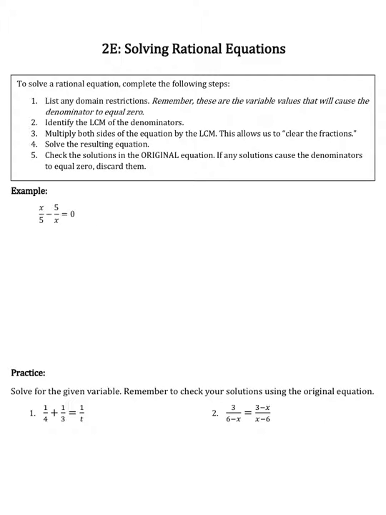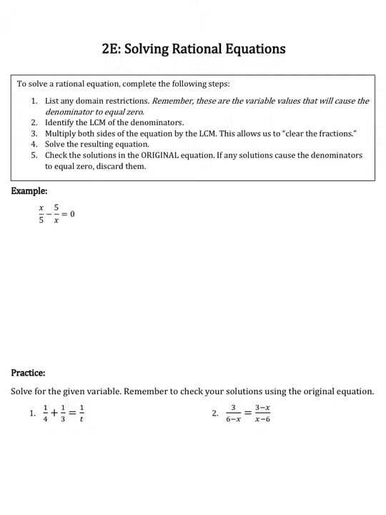Multiply both sides of the equation by the least common multiple. Again, this allows us to clear the fractions. Solve the resulting equation, and then check your solutions in the original equation. If any of the solutions cause the denominators to equal 0, then we would discard them. So if you look at our example here, I've got x over 5 minus 5 over x equals 0.